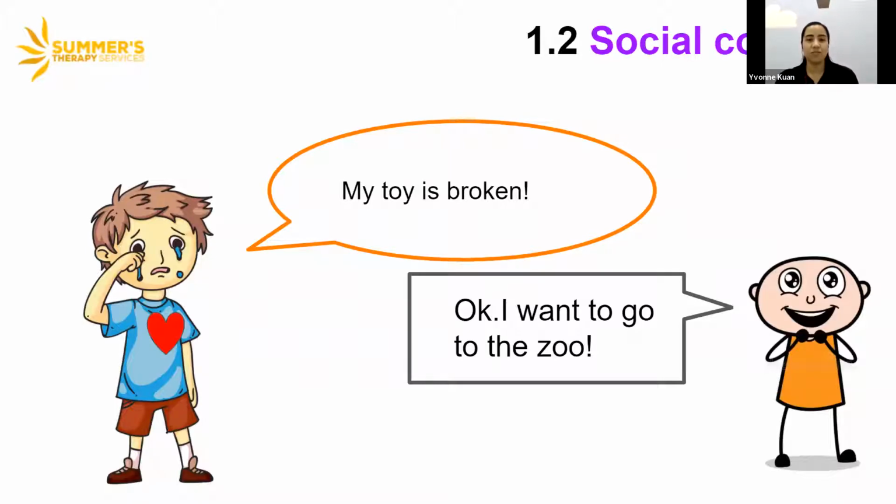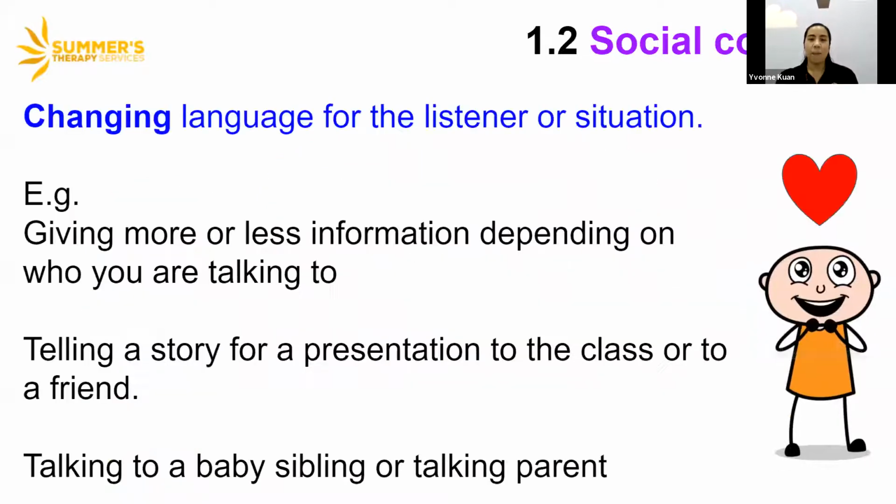because we would have good social cognition abilities to know that in this situation, I need to think about who I'm talking to, and I need to change my message and change the way I'm using my language based on who is listening. Okay, so social cognition is talking about how I change my language according to who is listening. It may be giving more or less information based on who I'm talking to.